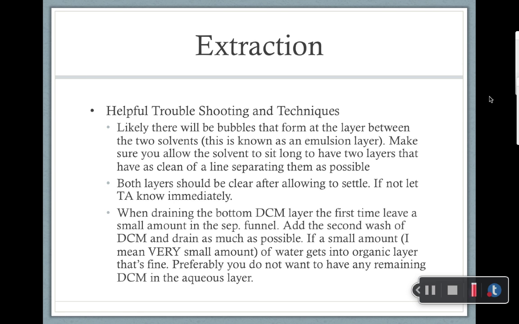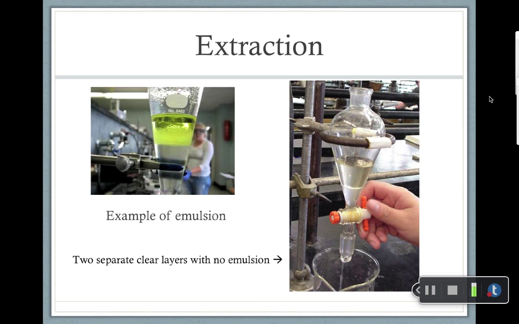Just another helpful hint: when you're draining the bottom layer, make sure you leave a small amount the first time. When you add the second wash, this is when you're going to want to let it drain entirely. Make sure you're getting as small an amount of water as possible in there, so that you do not have as much water in it as possible. The other thing is that you also don't want a whole bunch of DCM in your aqueous layer. This can mess with the reformation of the acid.